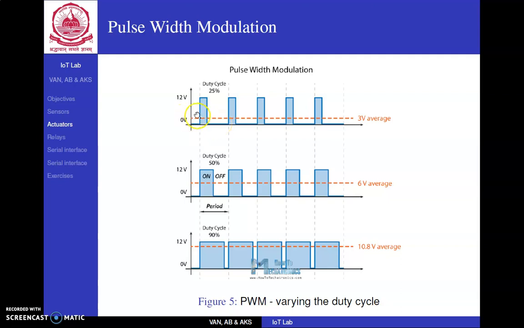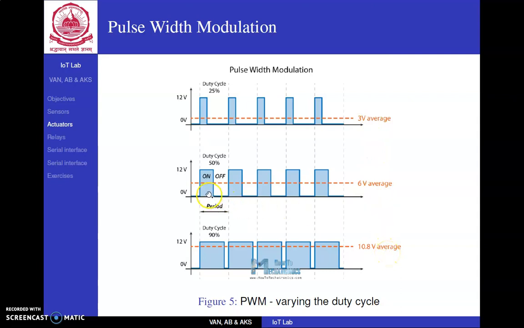So if you provide such a square wave, you are supplying only 3 volt average to the motor. So the motor will not get 12 volt and its speed will be very less because it is fed only with 3 voltage. So the fundamental idea in PWM is that by varying the duty cycle of the pulse, you can change the average voltage delivered to the load.